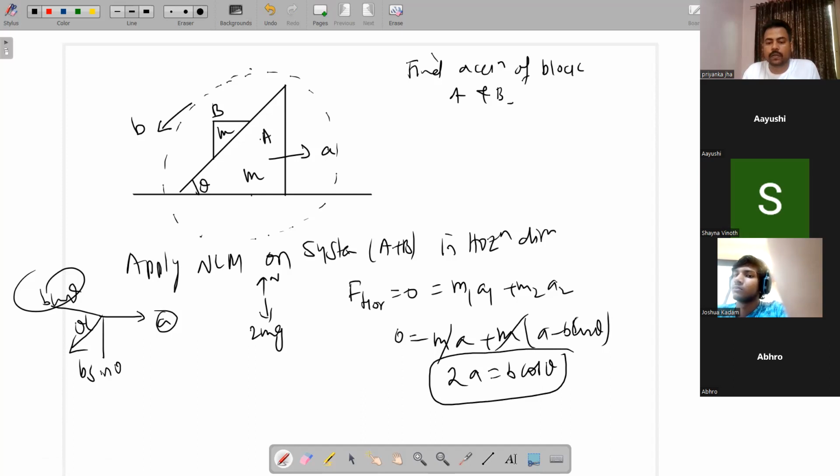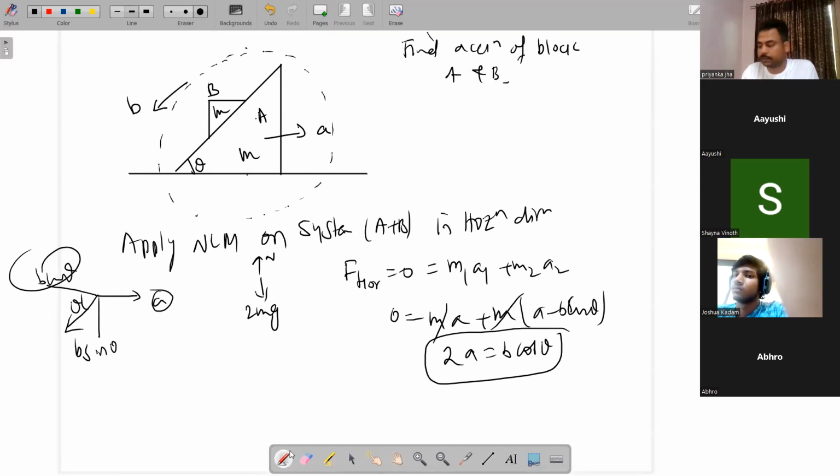So I'm slightly confused. We just derived this equation, right? Why did we do it again? I just showed you how to apply NLM on the system. Now I'll tell you one more step. I just repeated this step.